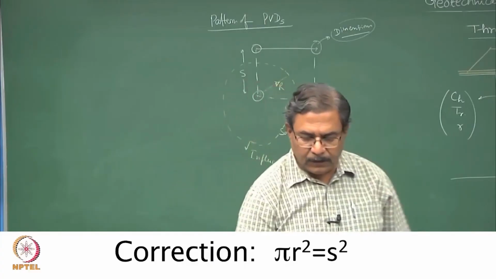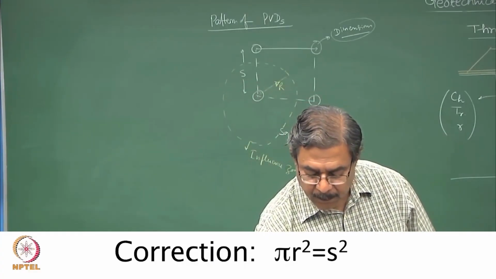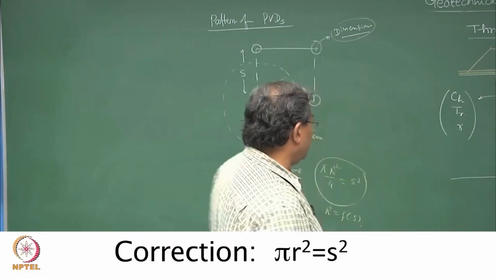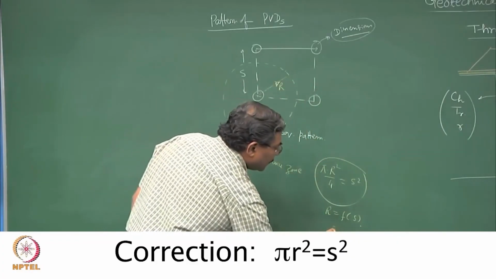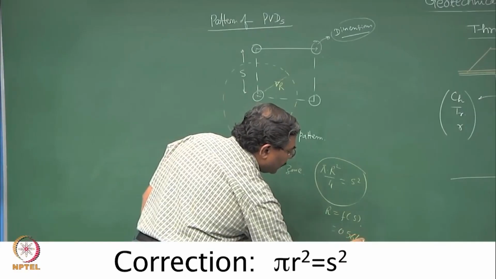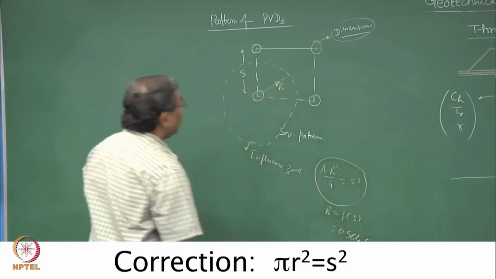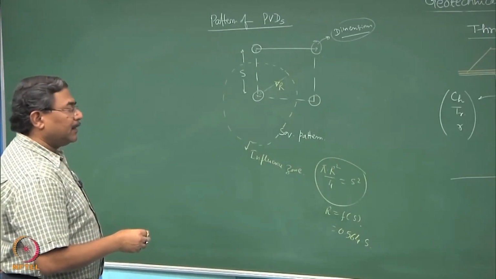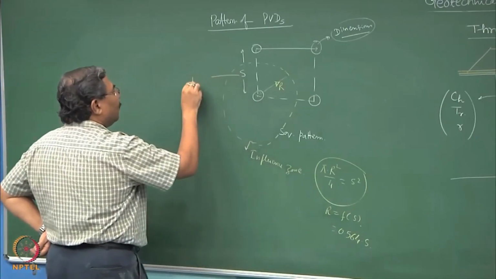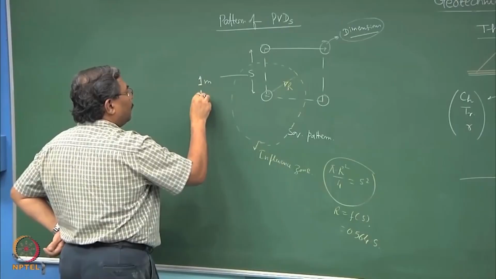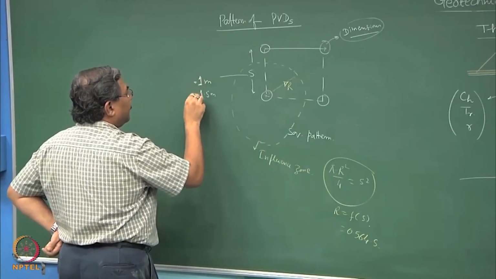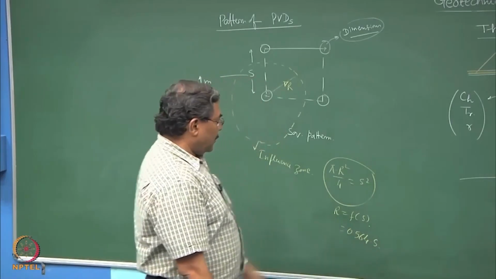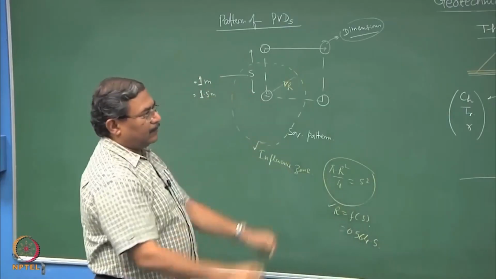So, if you solve this function, you will be getting 0.564 times S. So, R is equal to 0.564 times S. Normally, what we do is we fix S, the center to center spacing, as 1 meter, 1.5 meter. So, S is known, R is known. Once R is known, we will proceed further.